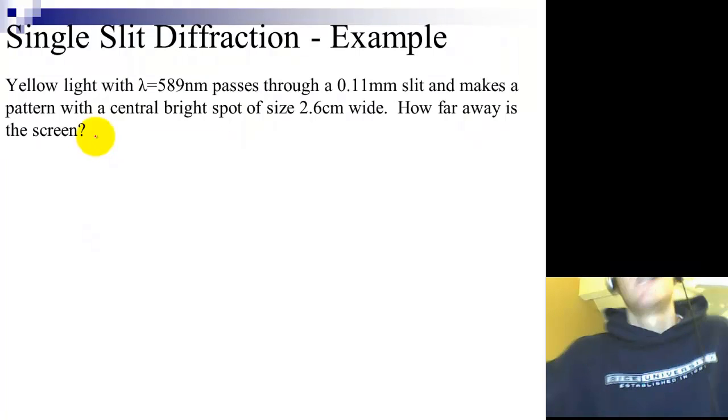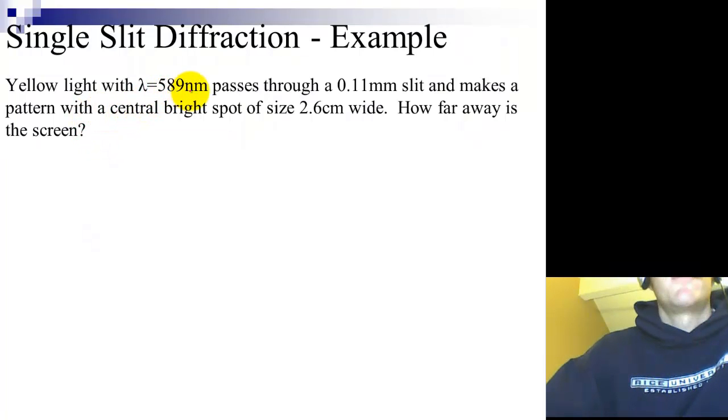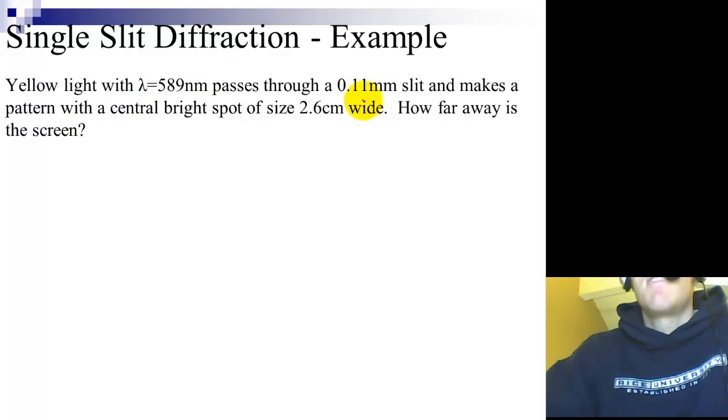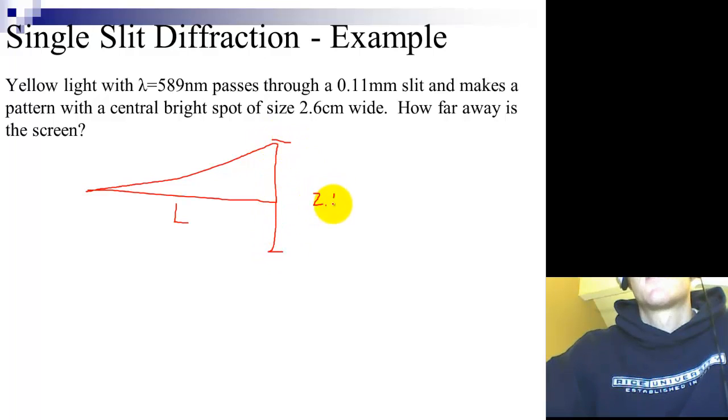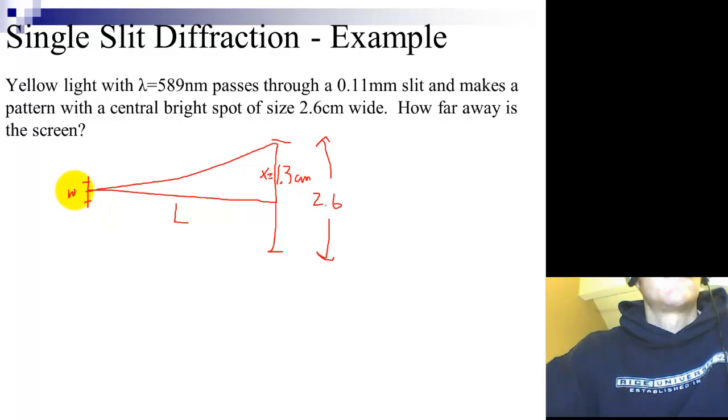All right, and here's an example. Suppose yellow light with a wavelength 589 nanometers passes through a 0.11 millimeter slit and hits a central bright spot 2.6 centimeters wide. How far away is the screen? So, as I said before, we'll just draw a little sketch so we can label all of our stuff. So we're trying to find the length away to the screen. The central bright spot is 2.6. That's the total. So by drawing this little sketch, you can see right away that this has to be 1.3 centimeters. That's our x in our formula. We've got this little slit here, W.